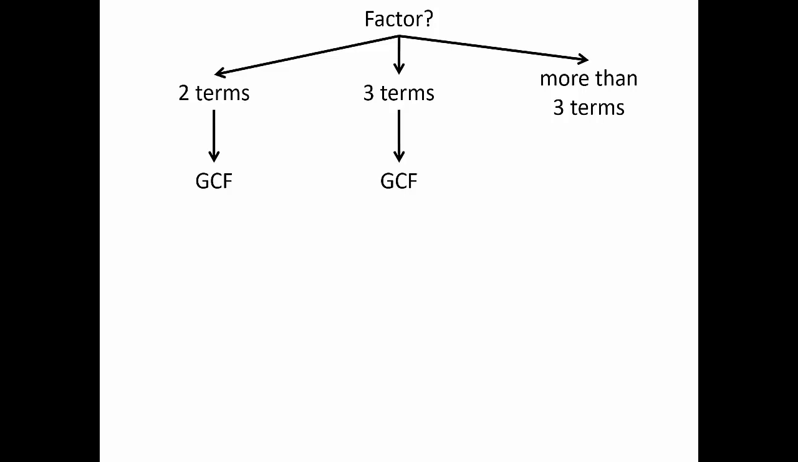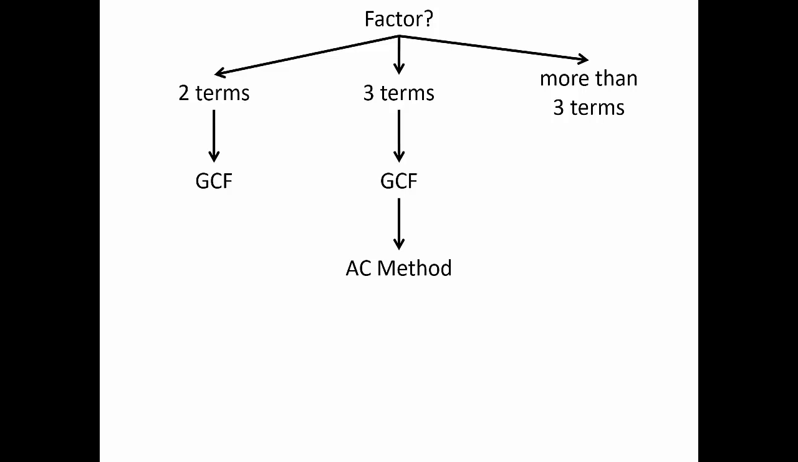The key thing to remember, though, is that if you have 3 terms or more than 3 terms, once you factored out the GCF, you still have more work to do. With 3 terms, the most common technique is going to be what I like to call the AC method. You may know it by a different name, but I call it the AC method because it reminds me what the first step is going to be.